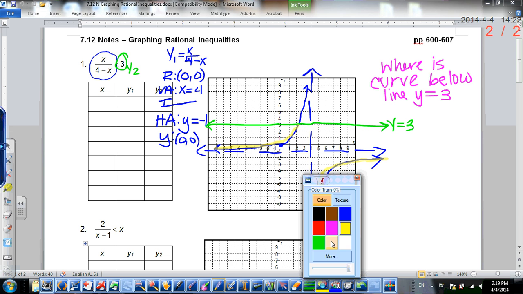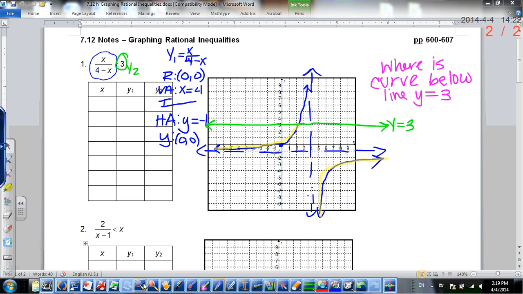Okay, so what we want to do now is write our solution. Our solution is the x values that represent that part I just highlighted. So let's start over here. Would you agree that I would start at negative infinity, and I would go up to this intersection point? We're going to use our calculator to help us come up with that intersection point in a minute. So for right now, I'm just going to put a blank.